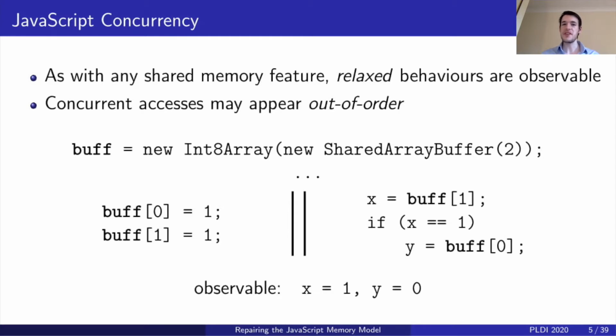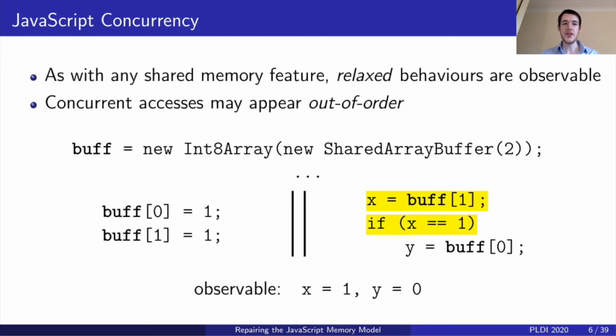The code on screen is the well-known message passing test. A shared array buffer is declared, zero initialized, and then sent to two threads. The left-hand thread writes to index 0 and then to index 1. The other thread attempts to observe these writes. First, in the highlighted code, it checks whether it can see the write at index 1 by reading a value of 1. Only if it succeeds, it then tries to read index 0.